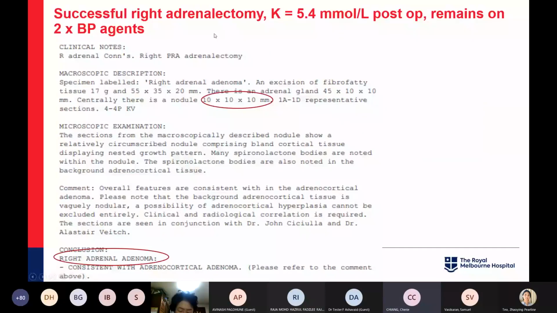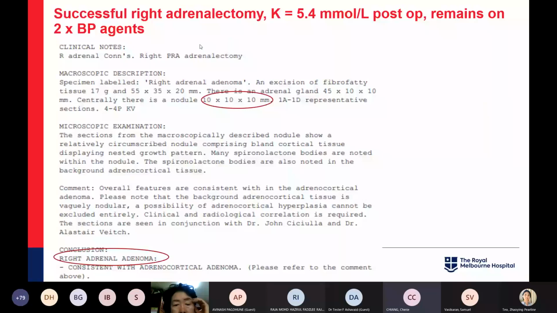So with that clear lateralization to the right, despite a normal adrenal CT, the patient proceeded to have a right adrenalectomy, under the posterior approach. This histology report only came into my mailbox 2 days ago, so it's quite a fresh case. They did find a 1 centimeter right adrenal adenoma that is suggestive of Conn's, and of course, after the adrenalectomy, without potassium supplementation, the potassium is now 5.4.